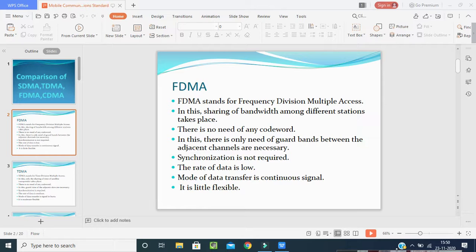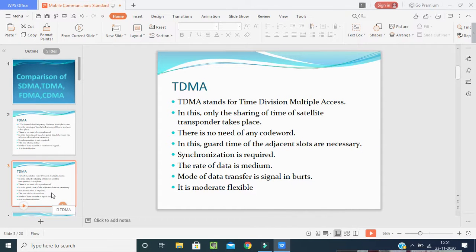Now, synchronization is also not required. The rate of data is low, whereas the mode of data transfer is a continuous signal, and it is a little flexible. Now, when we compare the same with TDMA, TDMA stands for time division multiple access.